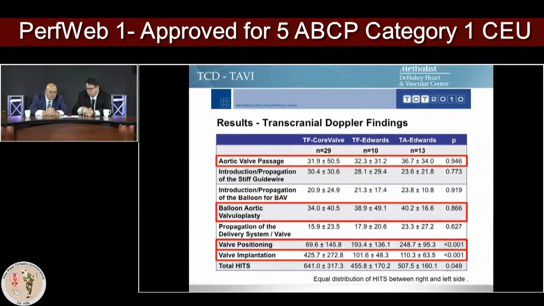They did DWI and also did TCD monitoring. When you did TCD monitoring, comparing the different companies' valves and the different deployments, balloon-assisted versus self-deployed, and also the TA, the transapical approach, you really don't see differences. The total emboli count is there, but it's interesting that with self-deployment the implantation alone is where the majority of the embolization happens, while with the Edwards valve, the SAPIEN, when you're positioning the valve, you have the highest number of embolization, and those are showing statistical significance.